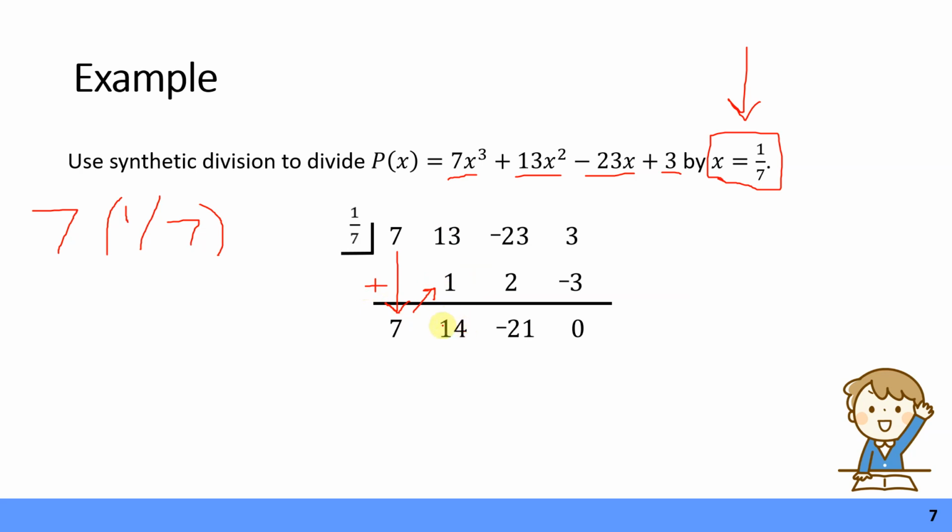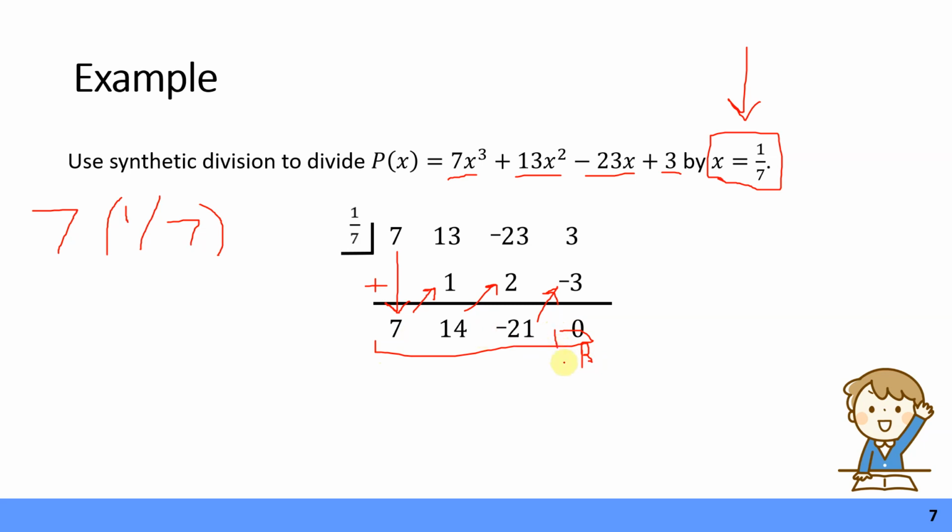And then again, if you need a calculator, you could do 14 times 1 over 7. But I'm going to give you a little trick. When you have a 1 over a number and you multiply it times the whole number, pretty much what we're doing is just dividing. What is 14 divided by 7? That's how I got the 2. Negative 23 plus 2 gives me negative 21. And again, when I multiply negative 21 by 1 over 7, it's like if I was dividing. So negative 21 divided by 7, that's how I got the negative 3. And then 3 plus negative 3 is 0. So again, this is my remainder.